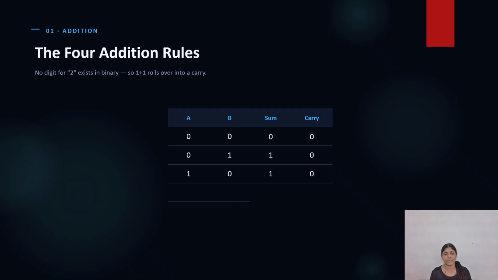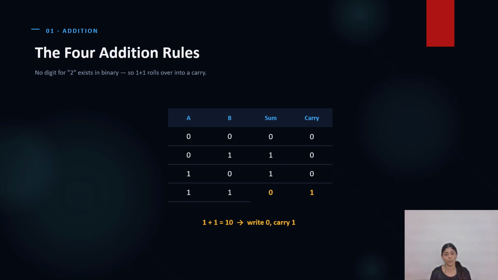If it is 1, 0, again 1 plus 0, sum is 1 and carry is 0. If it is 1, 1, remember 1 plus 1, generally it is 2. In the top you check, I have written no digit for 2 exists in the binary because binary is a combination of zeros and ones.